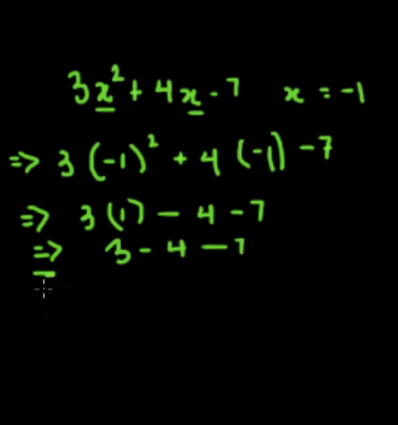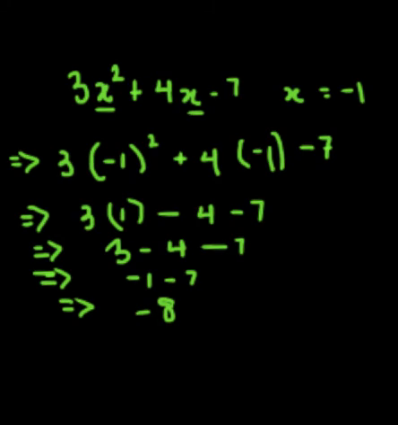So we're going to start with the left side, which gives me -1 minus 7, and that gives me -8. So that's your final answer when the variable is substituted by -1.